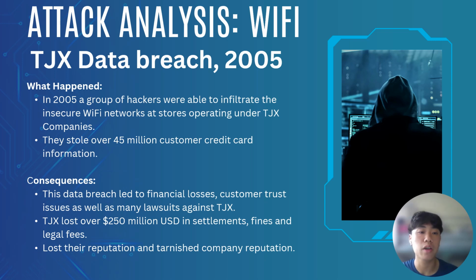Now I'll be talking about my attack analysis on one of the protocols that I selected, and that will be Wi-Fi. Today I'll be covering the TJX data breach which happened in 2005. So what happened to this company? In 2005, TJX Companies, which was the parent company of several retail brands, suffered a major data breach due to the insecure Wi-Fi networks that they had. Through this, hackers were able to infiltrate their database and steal over 45 million customer credit card records.